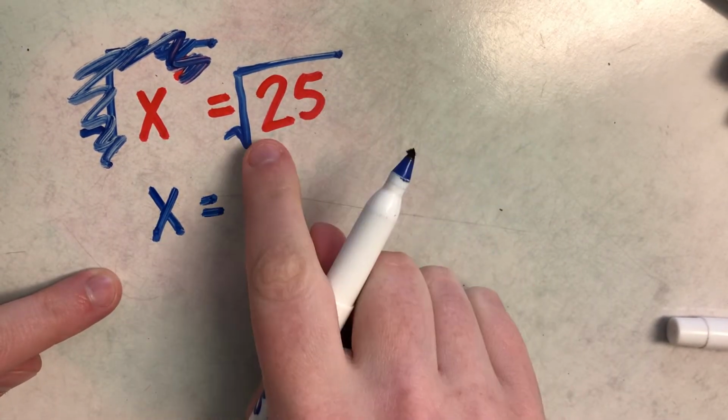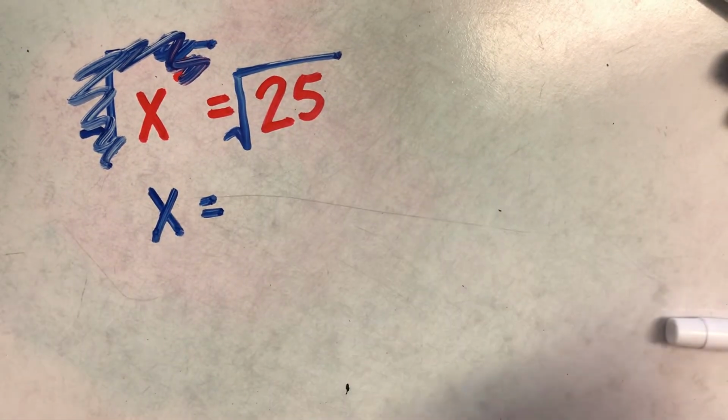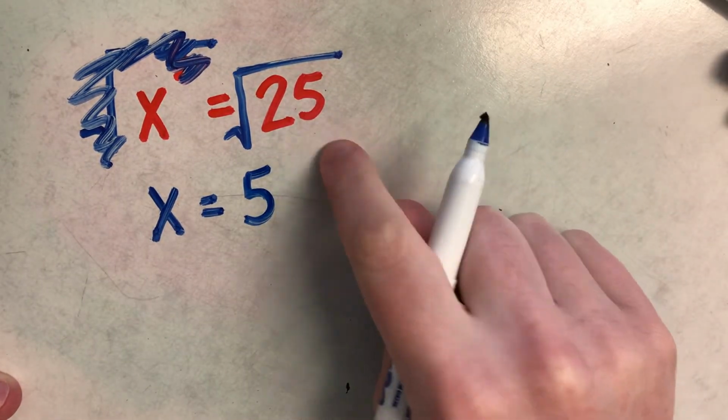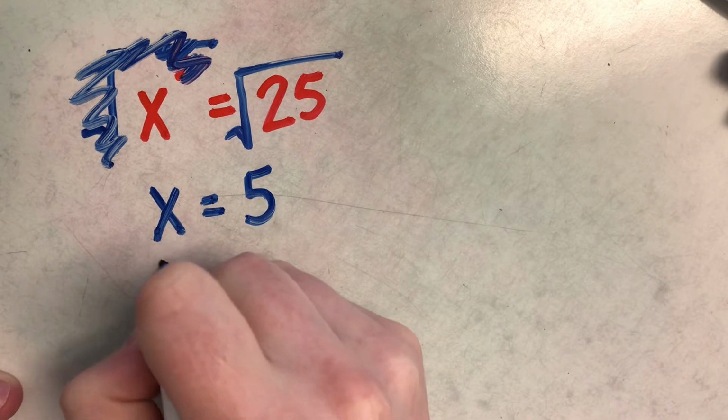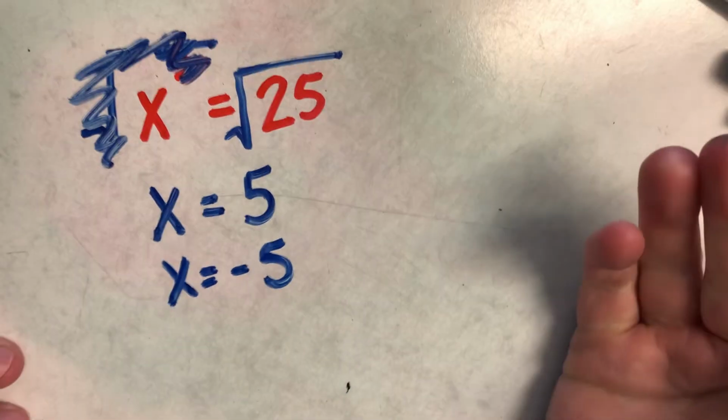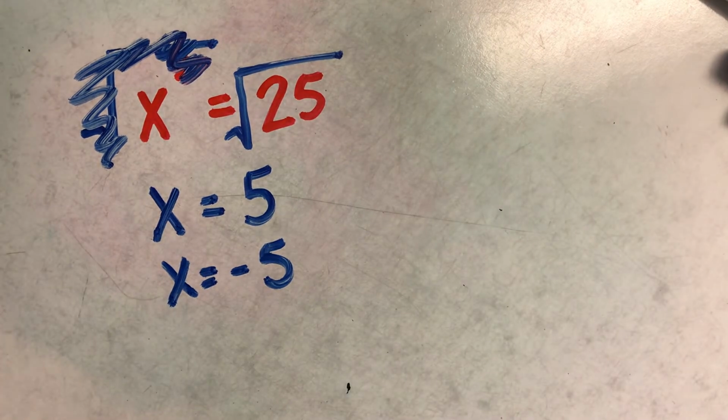So that's all gone. I'm left with x. Now over here, the square root of 25, we already said that's going to be 5. And also remember, there's a second solution. So x equals negative 5. So it's the same thing we've been doing. It just looks a little bit different. Still not difficult.